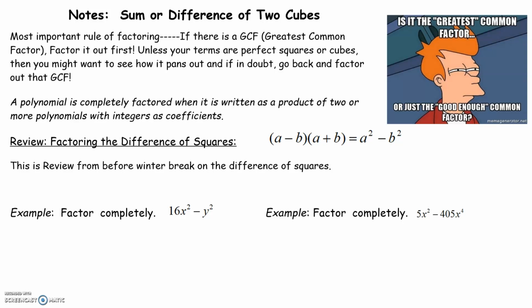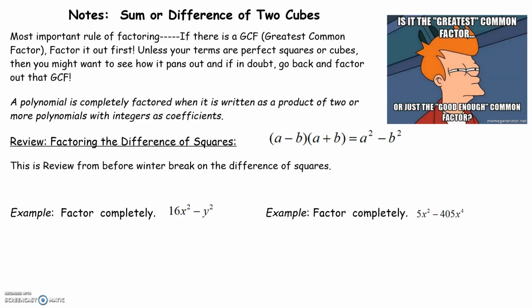All right, Algebra 2, this is the sum or difference of two cubes. So we're going to first start off with factoring the difference of squares, just to remember what that was. But the most important rule in factoring is if there is a greatest common factor, factor it out first. Now, there's one tiny caveat to this, unless your terms are perfect squares or cubes, then you might want to see how it pans out using the factoring ways that we talk about here.